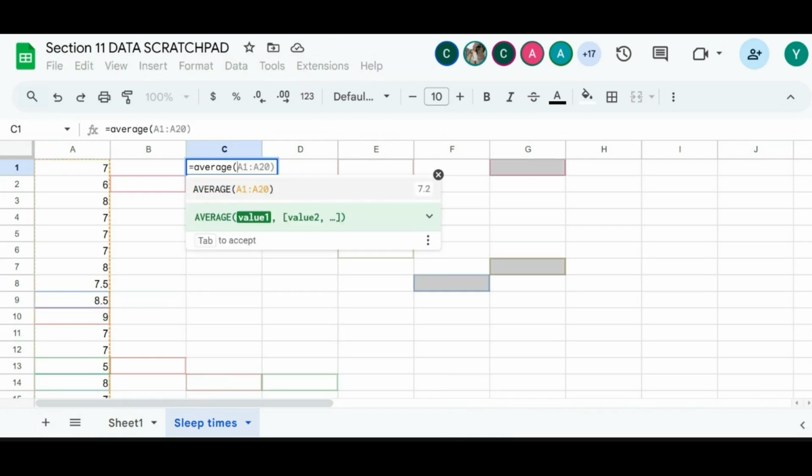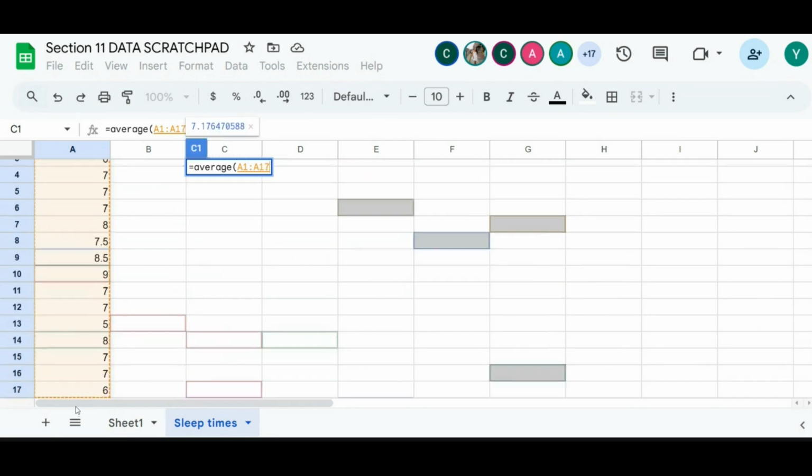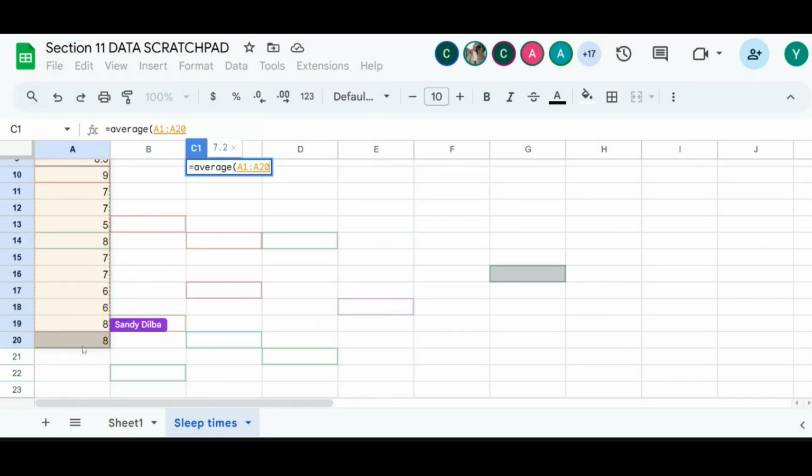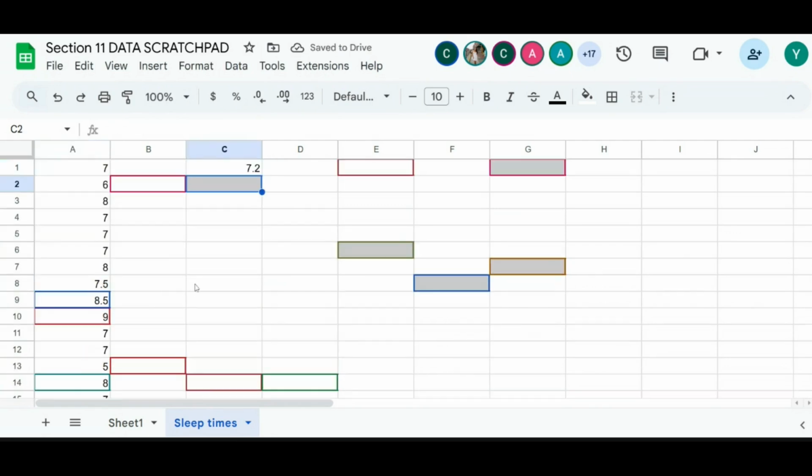The computer is so smart now, it knows the cells that you want are A1 to A20. But if you want something else, you just use your mouse and select the data that you want. Let's hit enter. So what is our class mean? Oh, 7.2. Not bad.